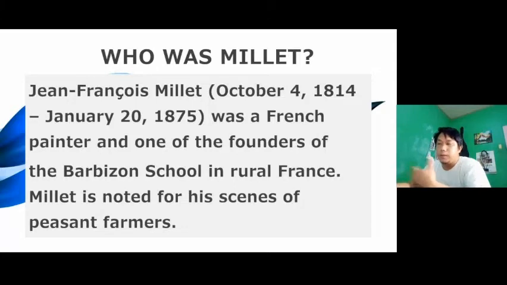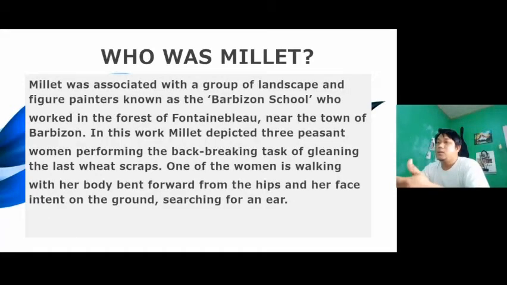So he is going to show the working class, the scenario of the people, okay, in his painting. Millet was associated with a group of landscape and figure painters known as the Barbizon School, who worked in the forest of Fontainebleau, okay, near the town of Barbizon. In this work, Millet depicted three peasant women performing the back-breaking task of gleaning the last wheat scraps.